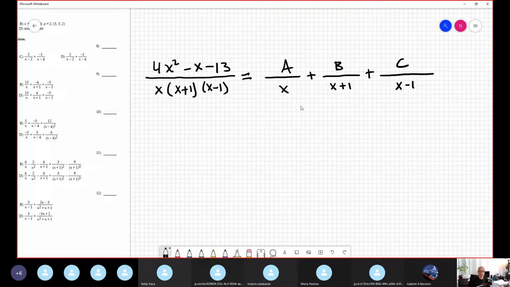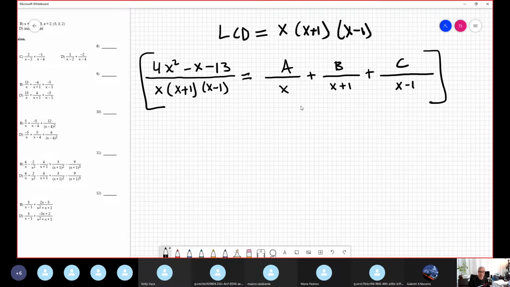Ok, entonces el least common denominator es obvio que es LCD is x times x plus 1 times x minus 1. When you multiply this entire expression by the LCD, the left-hand side stays only 4x squared minus x minus 13. Everything is cancelled in the denominator. And the right-hand side, no. In the right side, A stays with the x plus 1 and x minus 1, because x is cancelled.